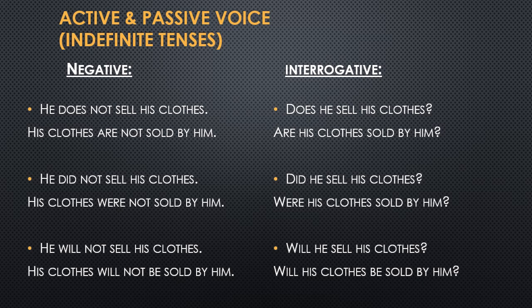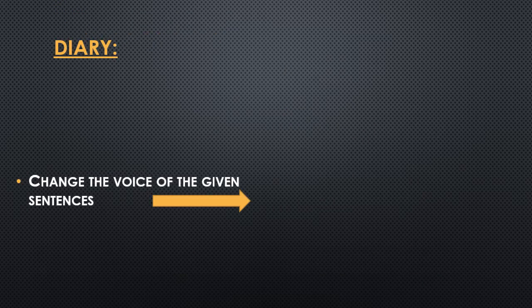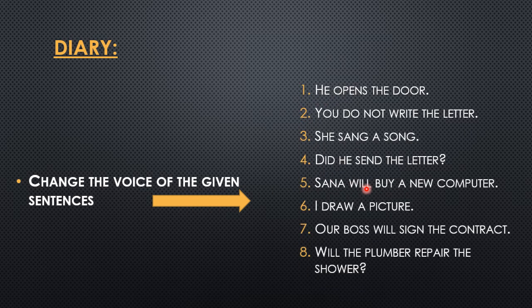I hope that you all have a good understanding now of active and passive indefinite tenses. Here is your homework today. Change the voice of the given sentences. Here are 8 sentences that you all have to change the voice of. You all have to do this homework in your English B copy, English grammar copy, and you all have to do it very intelligently. These are really very easy. You can also take help from this lecture again and again.